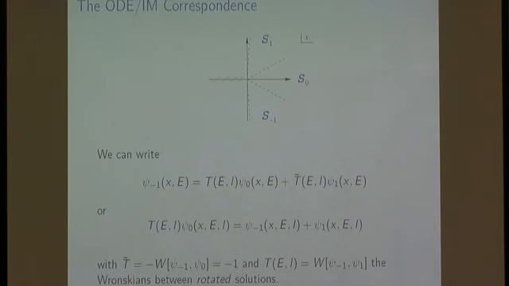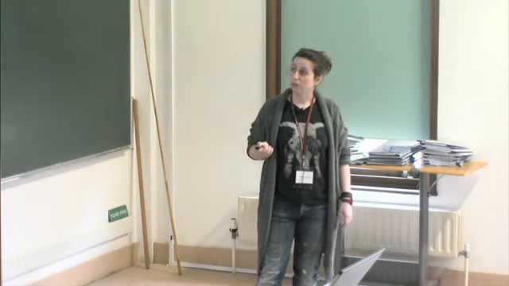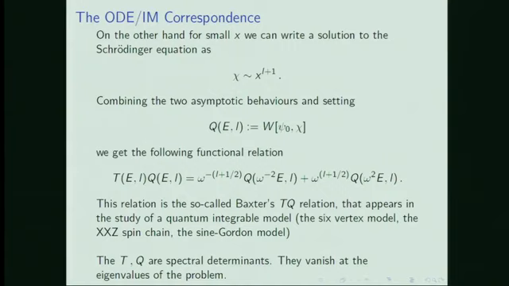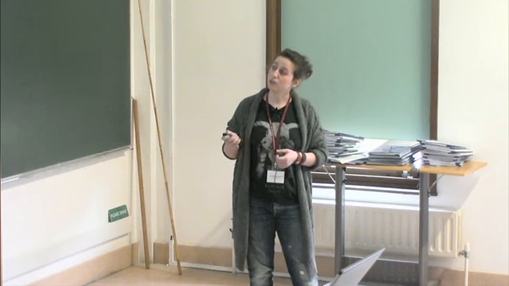So T tilde is, by definition, -1, so we can get rid of it and end up with this relation here. On the other hand, for small x, we can write a solution to the Schrödinger equation. I've used the letter chi here. We can write it like this, and then combining the two asymptotic behaviors, so checking the solution at 0 and the one at infinity, and by writing the Wronskian of the solution at infinity and at 0, and by denoting this as Q, we can write this functional relation here.